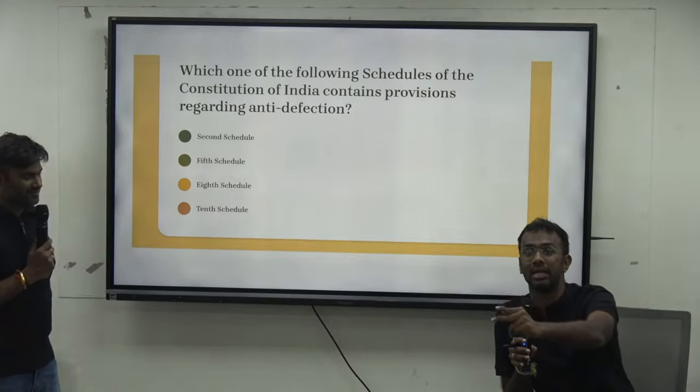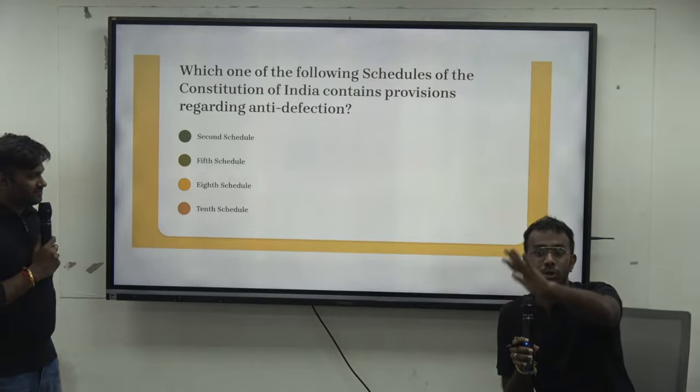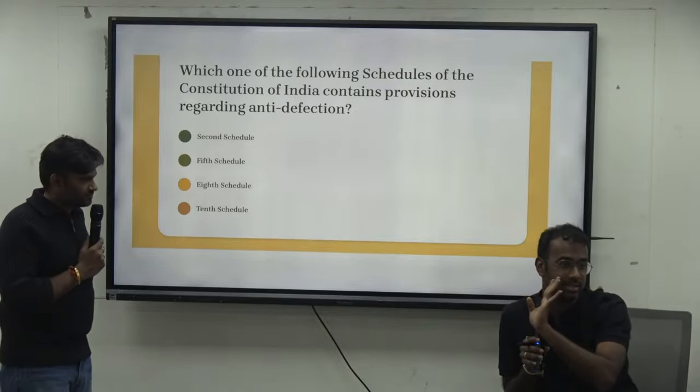Because they will confuse 2 and 3. They will give 2 for 3, 3 for 2. 3 means oath. I will take oath 3 times. You will never forget this. Alright?